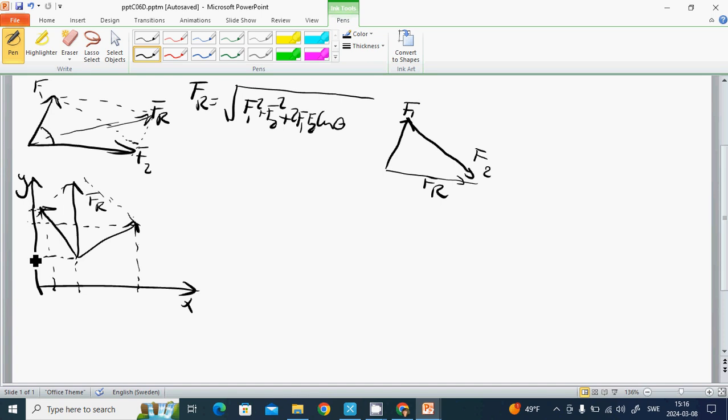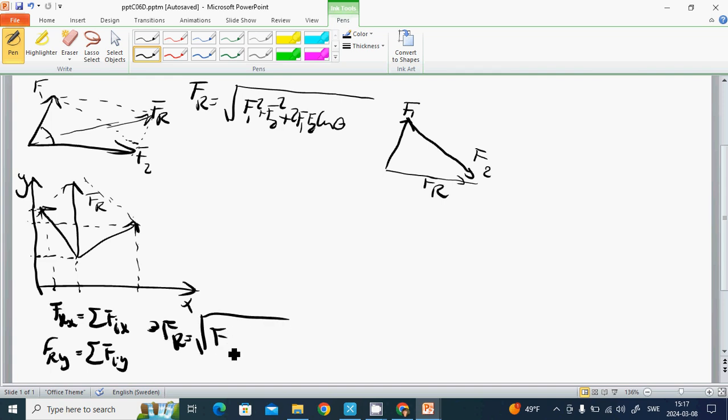Sum of FRX equals to sum of FiX and FRY equals to sum of FiY. And then when we find those things, then FR equals to the square root of FRX squared plus FRY squared.